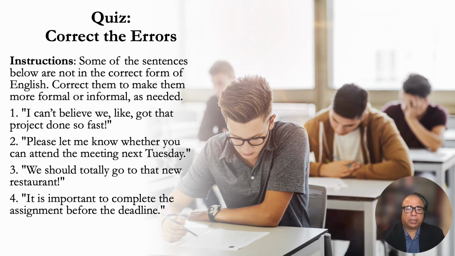Okay, correct the errors here. Some of the sentences below are not in the correct form of English. There are 4 sentences. Read them and then correct them to make them more formal or informal as needed. Like, I can't believe we got that project done so fast. How do we make it formal? How do we make it sound academic?